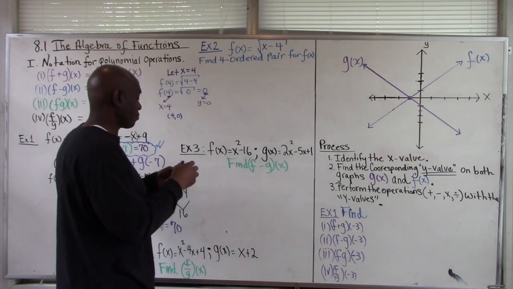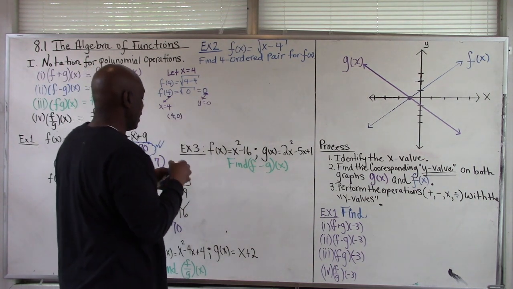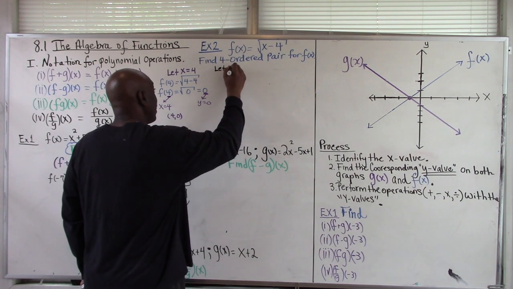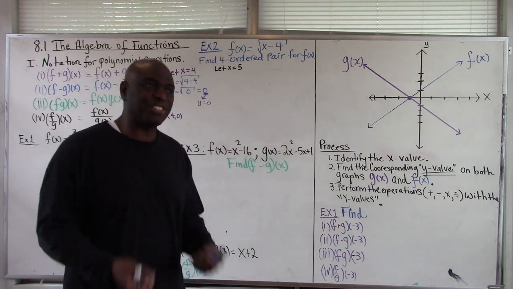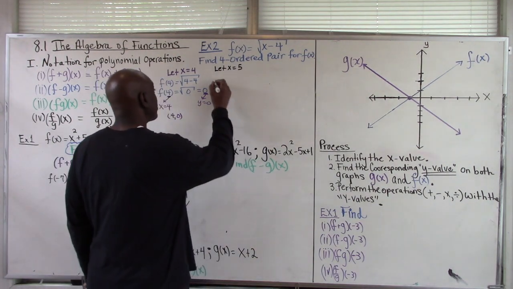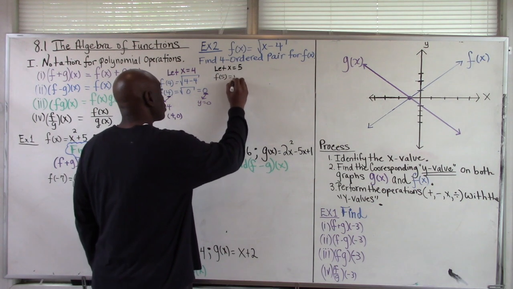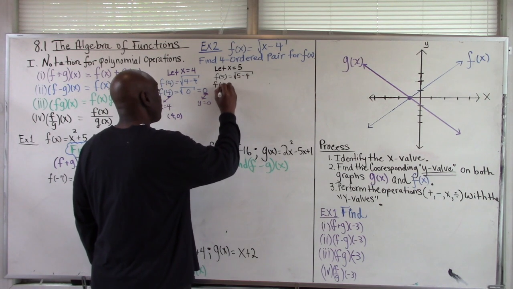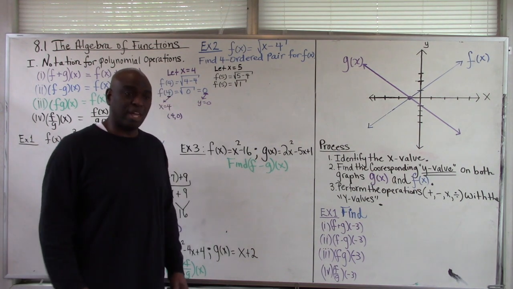For example, this is the first ordered pair. For my next ordered pair, watch this. I'm going to let x equal 5, because if I let x equal 5, I'm going to have another perfect square to choose from. Watch this. F of 5 equals the square root of 5 minus 4. So f of 5 equals the square root of 1. See that? And we know the square root of 1.